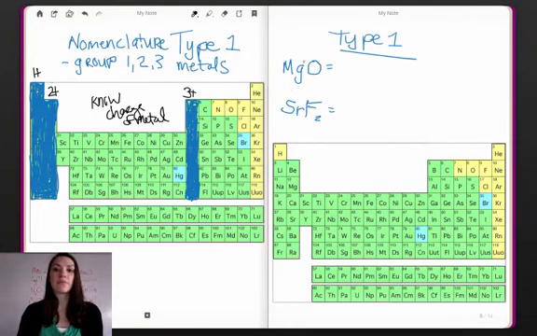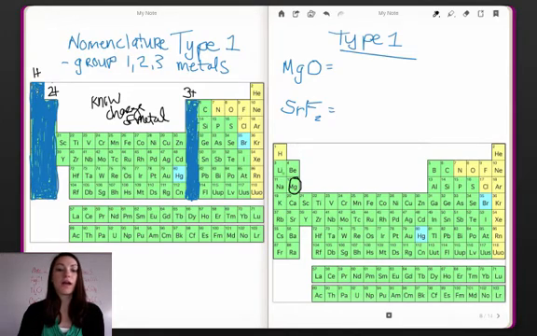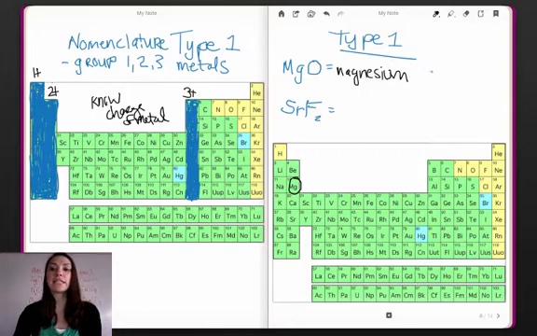So here's some practice. We've got MgO. Mg, I found, is right here, and that's in group 2, so it's a 2 plus charge. I'm going to start by writing its metal out, which is going to be magnesium. And then I'm going to write the nonmetal, changing the ending to IDE. So it'll be not oxygen, but oxide. Magnesium oxide. All right, and that's perfect.